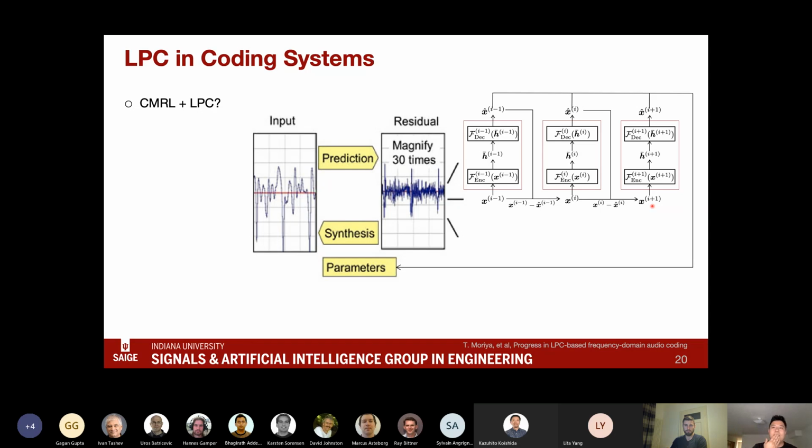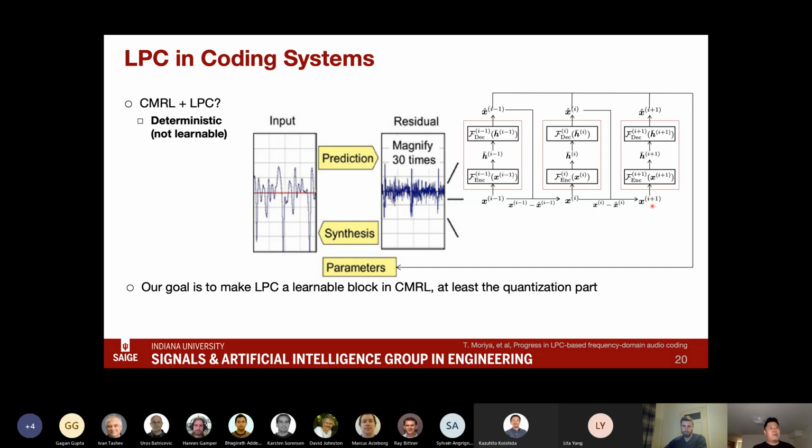And this method is not really sophisticated enough, because that means we simply shoehorn LPC into a neural network. We just follow the LPC algorithm off the shelf, say from AMR wideband, to CMRL. The LPC part is a deterministic algorithm. So there's no interaction between LPC and CMRL.